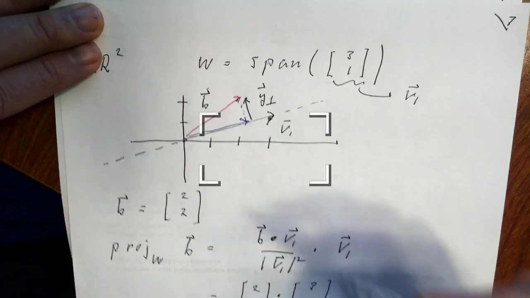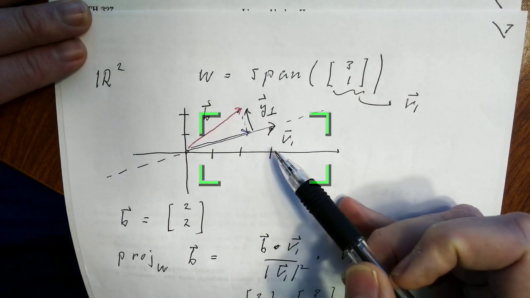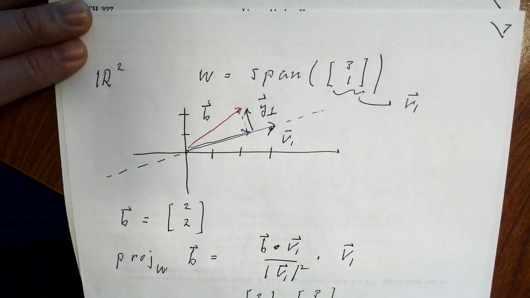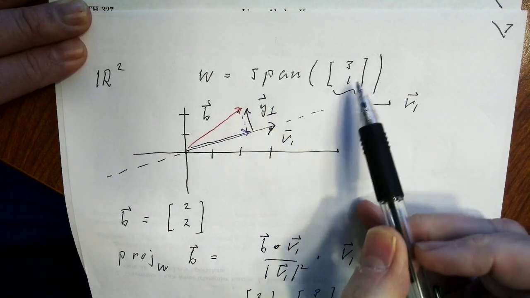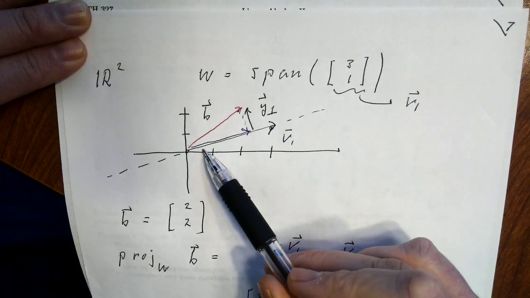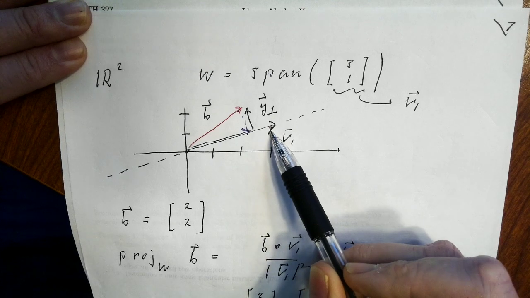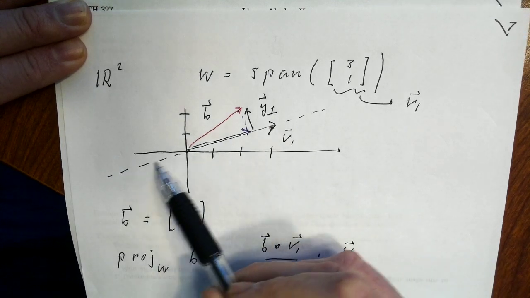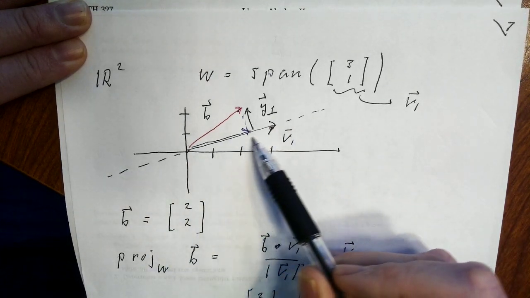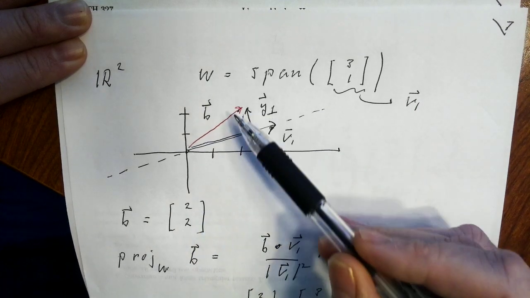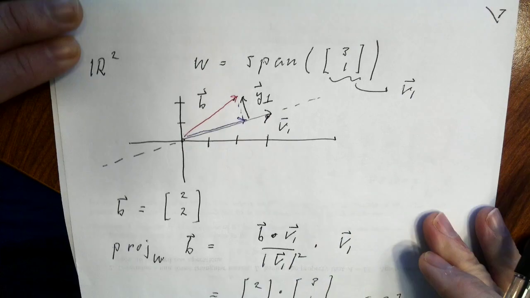Okay, so let's take a look at an example in two-dimensional space. This is easy to view because in R2, subspaces consist of either the origin or a line through the origin. So I'm going to look at the subspace that's spanned by the vector 3, 1. So here's the vector 3, 1. I'll call this V1. And then if I look at the span of that, I'm looking at the linear combinations of V1, which is going to trace out this line. And let's let the vector B equal 2, 2, which does not fall on this line.